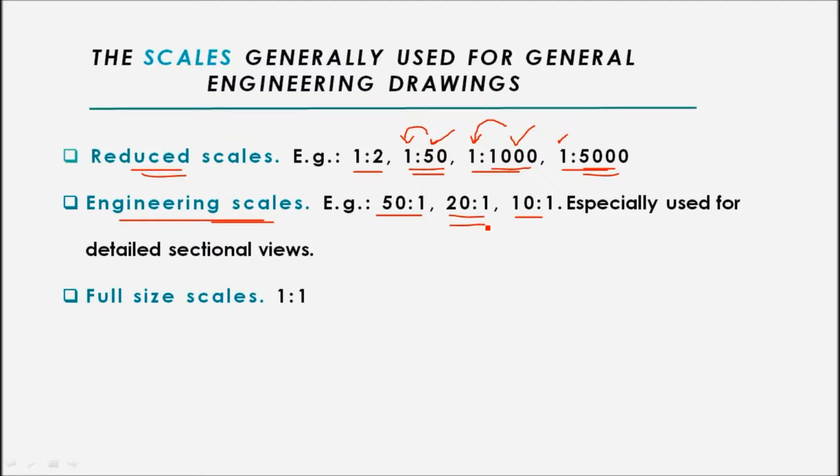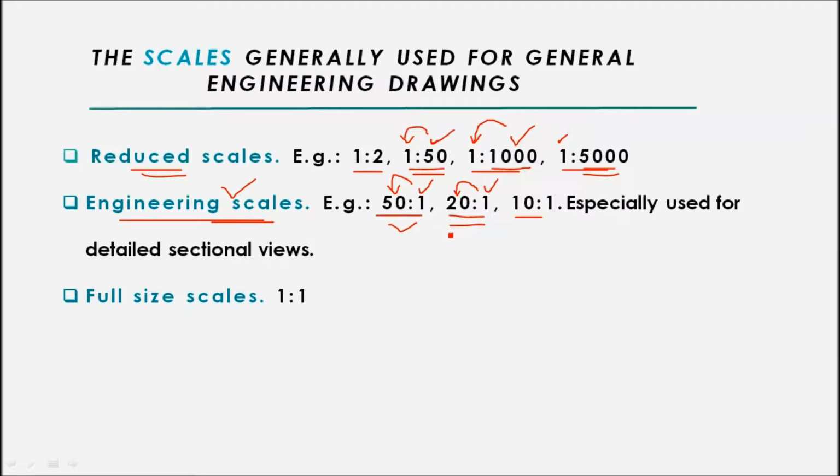We have a 20:1. So the actual size is 1 unit on our object. We are showing it enlarged up to 20 times the actual size. So it is called engineering scale or enlarging scale. So 20:1 means we are showing 20 times the actual size of the object. Similarly, here we have 50:1. Here 1 is the actual length of the object, 1 unit, and we are enlarging it to 50 times or 50 units.